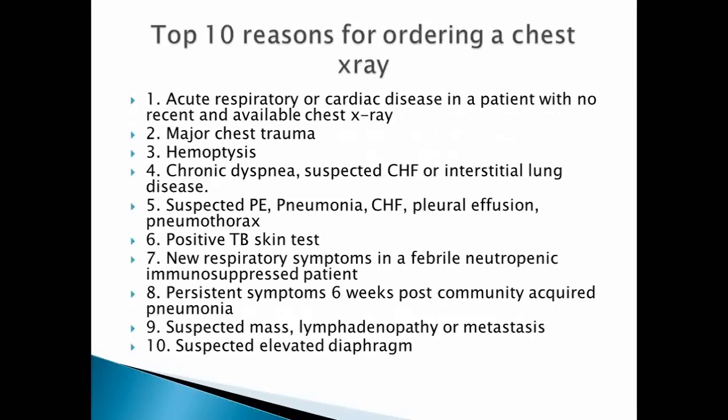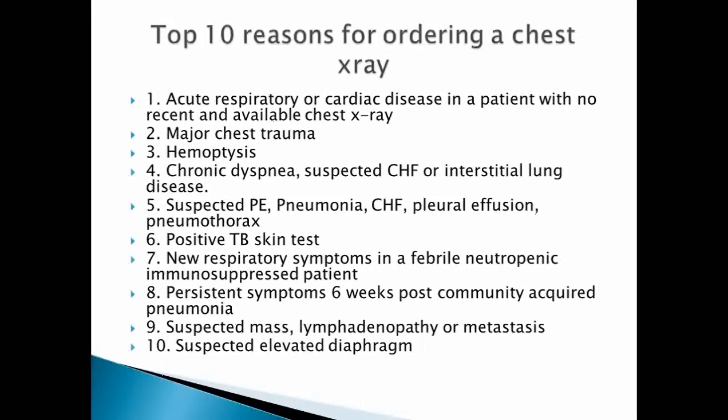So these are the top 10 reasons for ordering a chest x-ray. If somebody has acute respiratory or cardiac disease and you can't find an old x-ray to compare it to, to know the extent of their disease, or they haven't had anything recent, say it was a couple years old and they're having some symptoms. Any major chest trauma, if they have any blood in their sputum, if they have chronic dyspnea and you suspect some type of disease going on there. If you suspect a PE, pneumonia, CHF, a pleural effusion, or pneumothorax. And you will be getting more about the respiratory system in APN 2, so you're going to know when you need to order these.